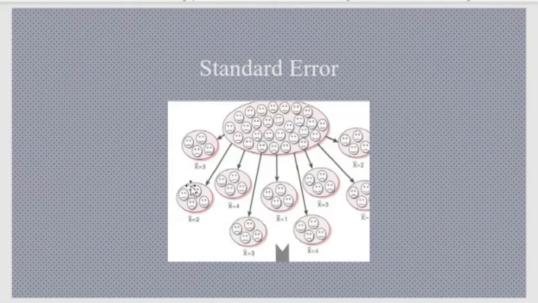But if they differ too much, then that will be questionable, and then we have to think about what we will do. But if the difference is not so much, then it's fine. So suppose these are the means of the different samples: 3, 3, 2, 1, 4, 7, like this. So these are the means of different samples.